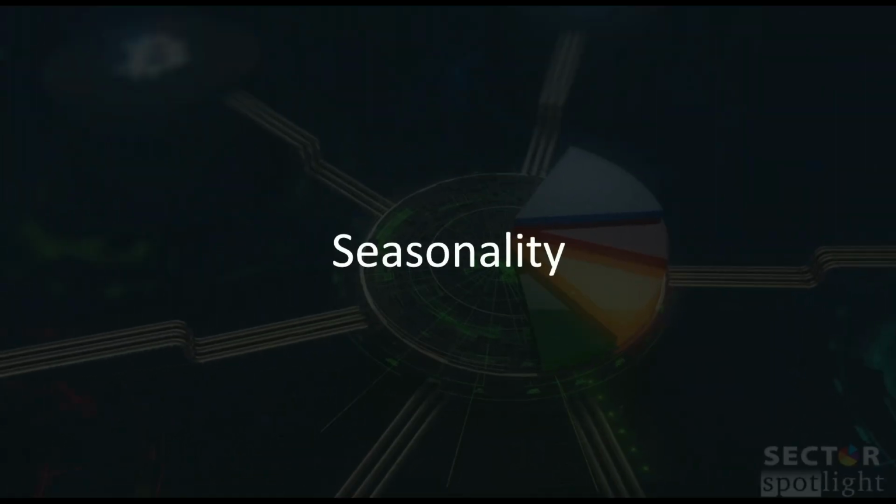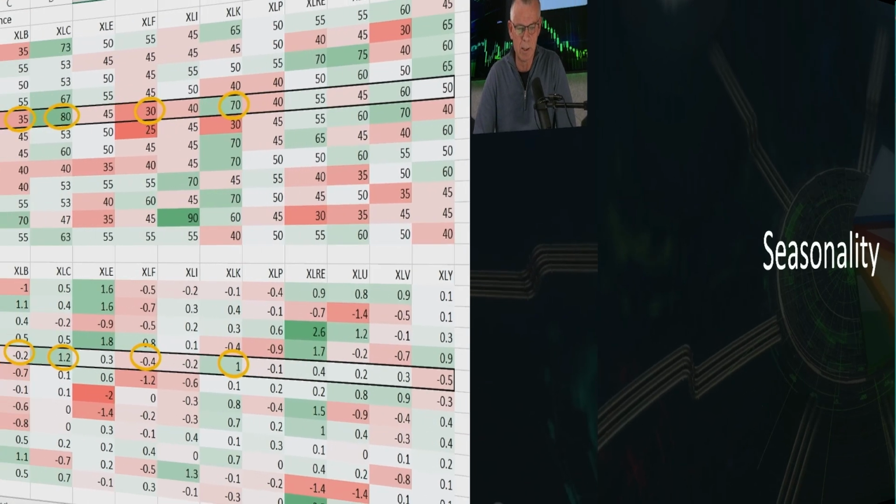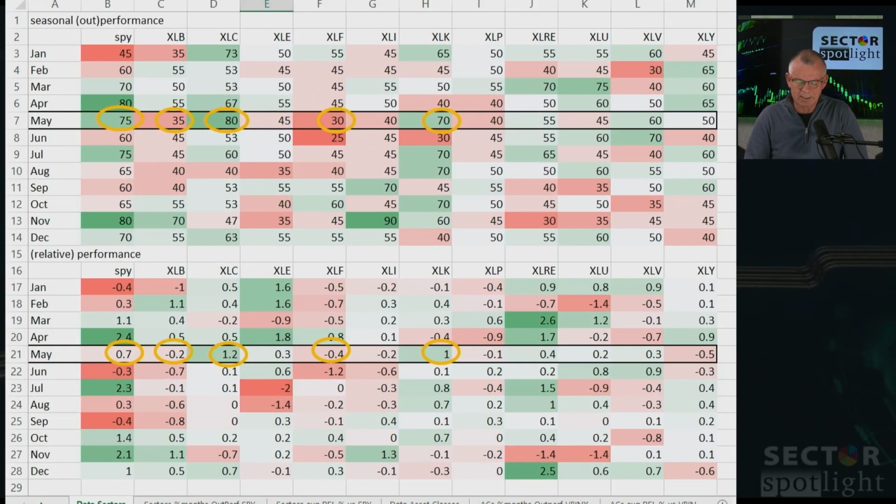All right, ladies and gentlemen, now that we have that error out of the way, we can start talking about seasonality and what we can expect for the coming month of May. And I've got the spreadsheet in front of me that you're familiar with. And May actually looks to be a very interesting month from a seasonal perspective.